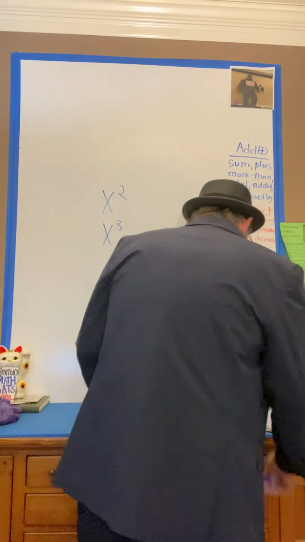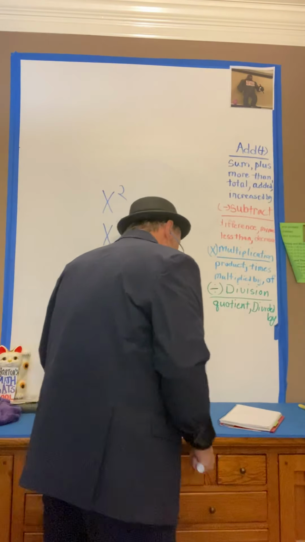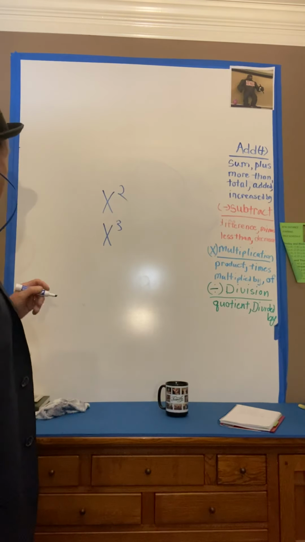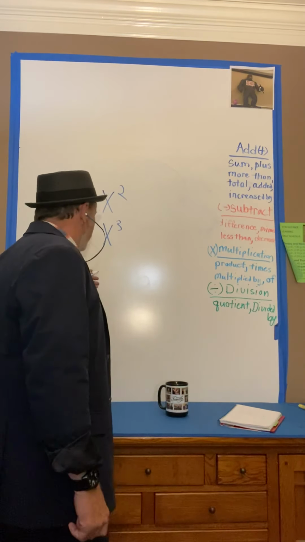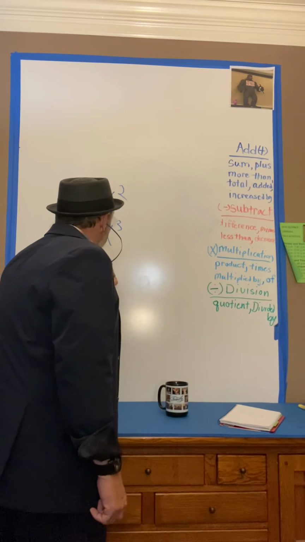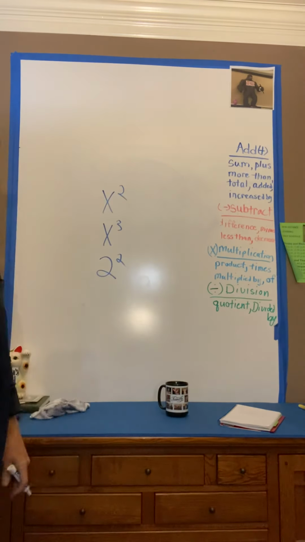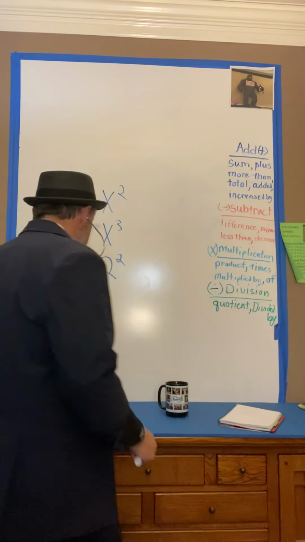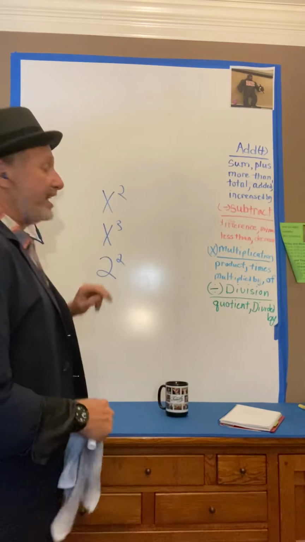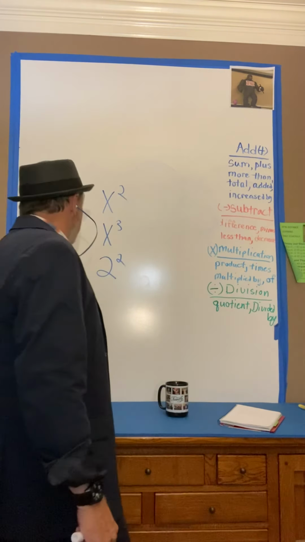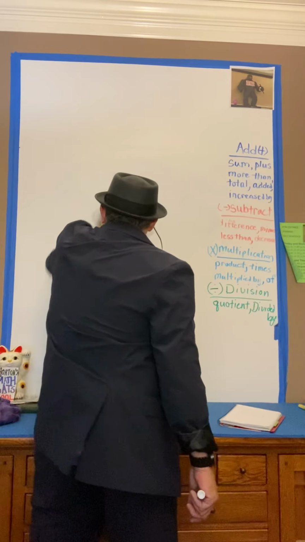That's cool. All right, well, what if I say the square of 2? What would the square of 2 be? 2 squared. And that would be 4, because 2 times 2 is 4. But that's all I need for today. I just want you to write the words. I don't need you to do the math.